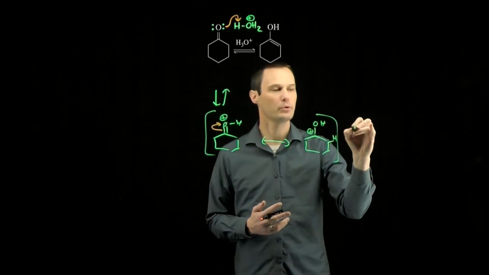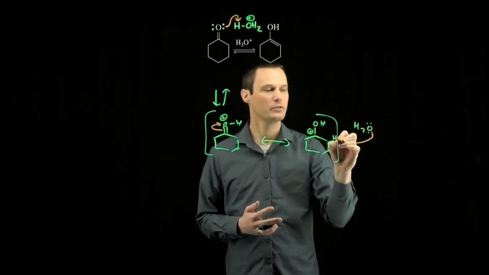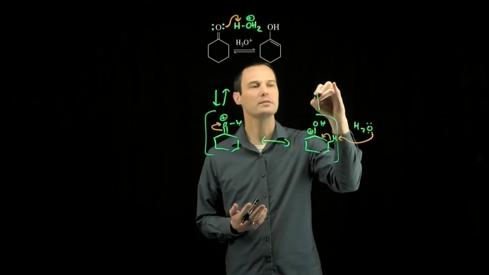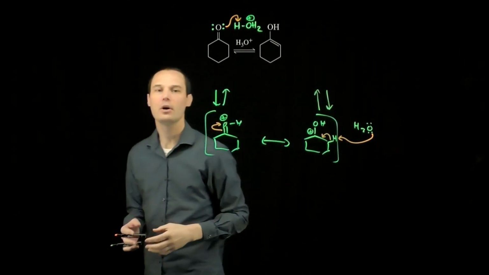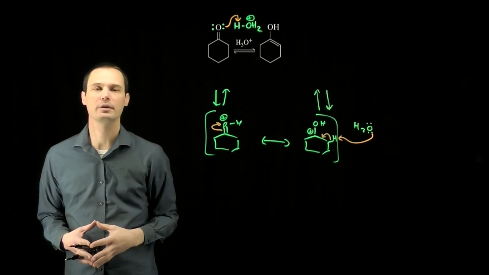We can remove that alpha proton with water. Water acts as a base to remove that proton and form the double bond between the two carbon atoms. This forms our enol intermediate. This is the mechanism for the tautomerization under acidic conditions.